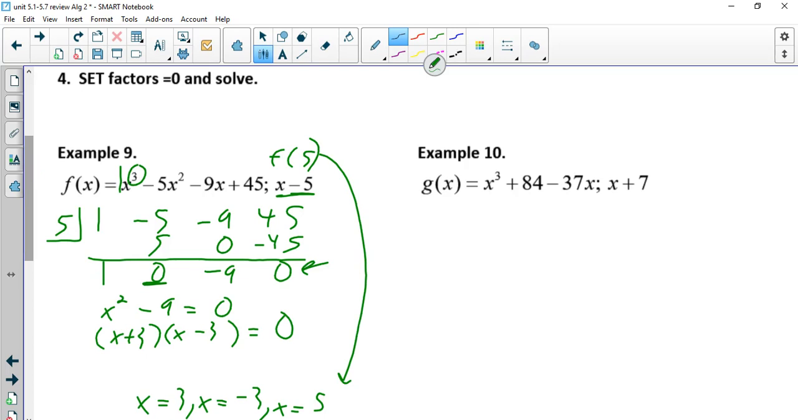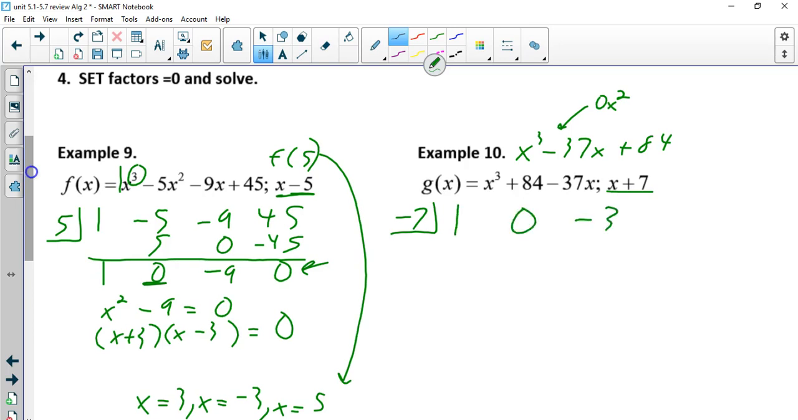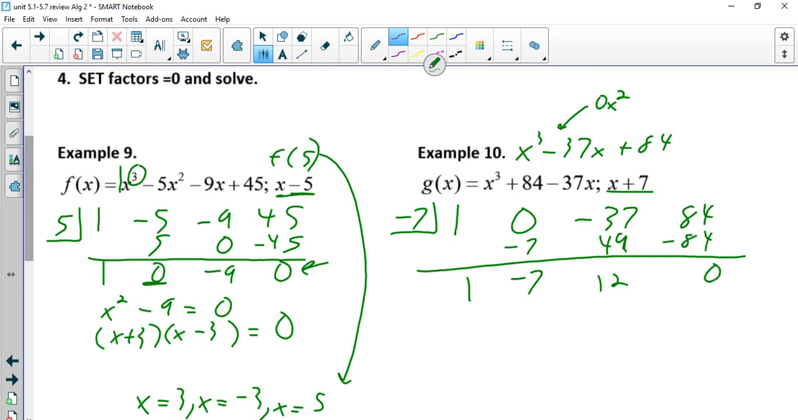Okay? One more time here. Set this equal to 0, gives me negative 7 in the box. This one you have to be careful with because it's not in order. So it's x cubed minus 37x plus 84. Not to mention, there is a missing x squared. So we have my cubed, my x squared, my x to the 1, and then my constant. Drop the 1, multiply it by negative 7. Add. Multiply by negative 7, to be 49. That's going to be 12. And then multiply by negative 7, and that's going to give me 0.